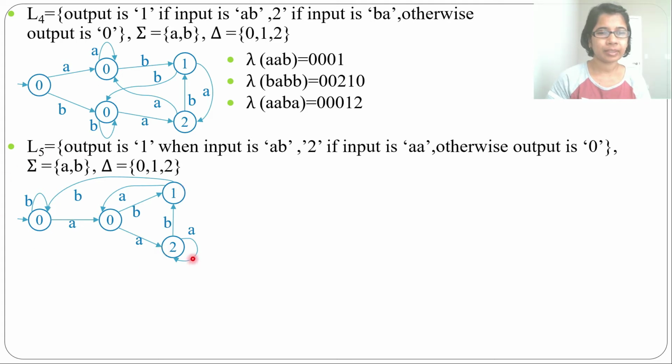Now the Moore machine is constructed. This is for the language: output is 1 for input AB. Here you can say AB, output is 1. 2 if the input is AA, otherwise it is 0.